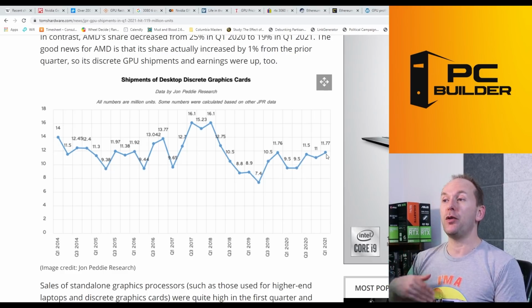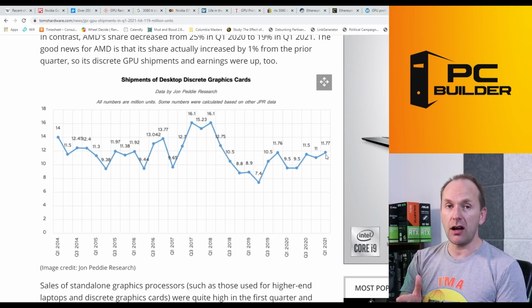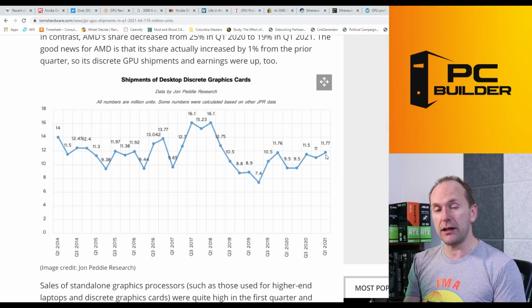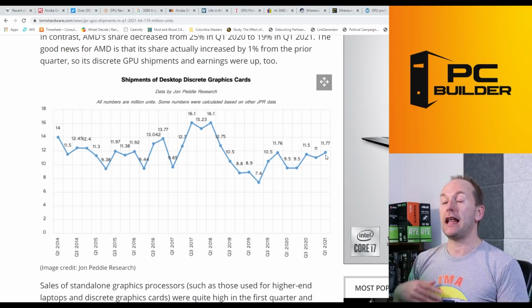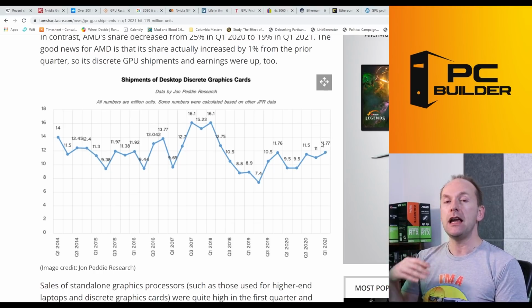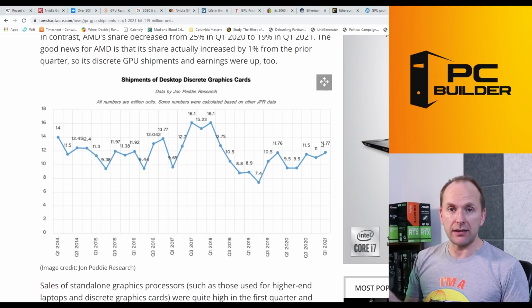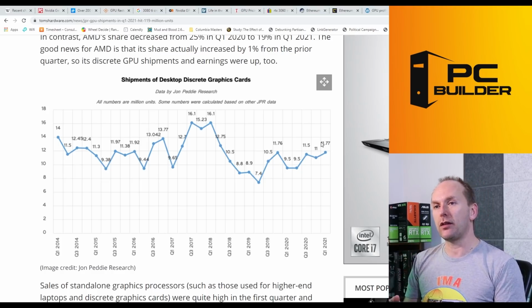But it is nice to know that they are ramping up production even in the face of silicon shortages that are affecting a lot of other industries, not just the graphics card industry. So we're seeing a lot more units come online, and I would expect this number to continue to rise in the second quarter. We've already passed the second quarter, so we'll have to see those numbers in the third quarter and the fourth quarter of this year.